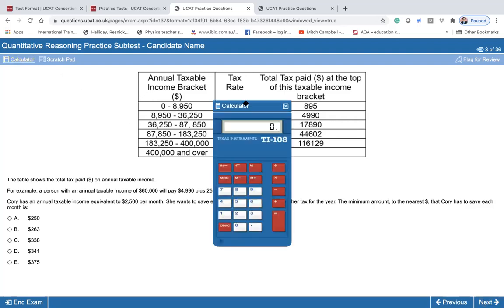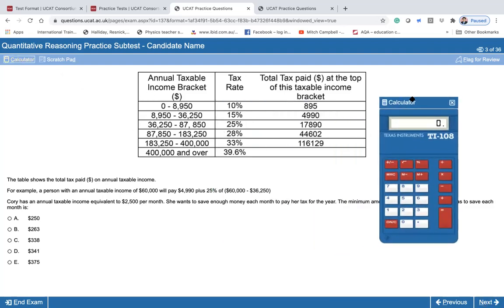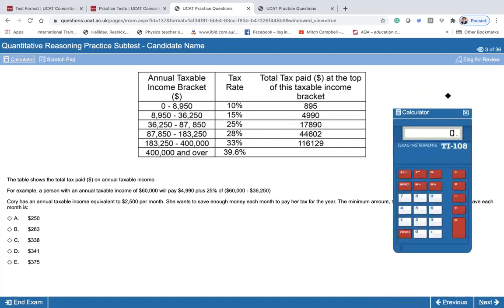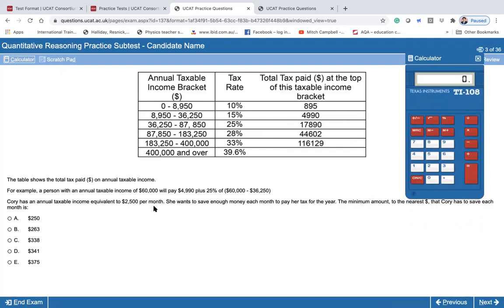You have the calculator here. You could take advantage of the calculator and multiply 2,500 times 12, and that would give you 30,000. She wants to save enough money each month to pay her tax for the year. The minimum amount to the nearest dollar that Corey has to save each month is... So let's first find the taxable income. So 30,000 falls in this bracket.